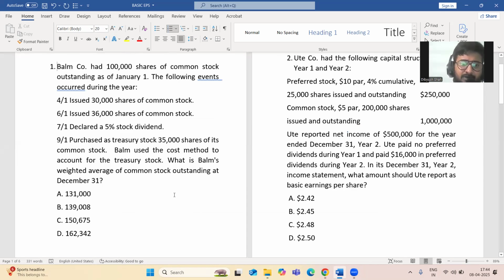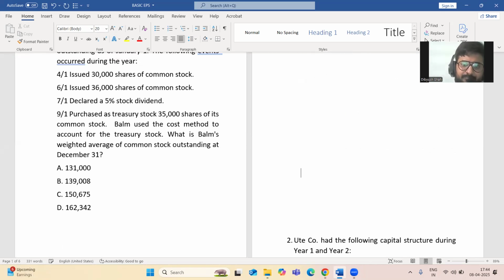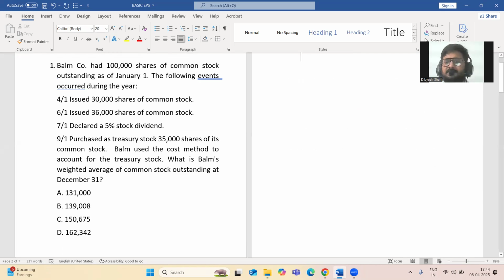So let's look at your first question. Question number 1 says, Balm Company had 100,000 shares of common stock outstanding as of January 1. So there is a company called Balm Company. They had 100,000 shares outstanding as of January 1. The following events occurred during the year.